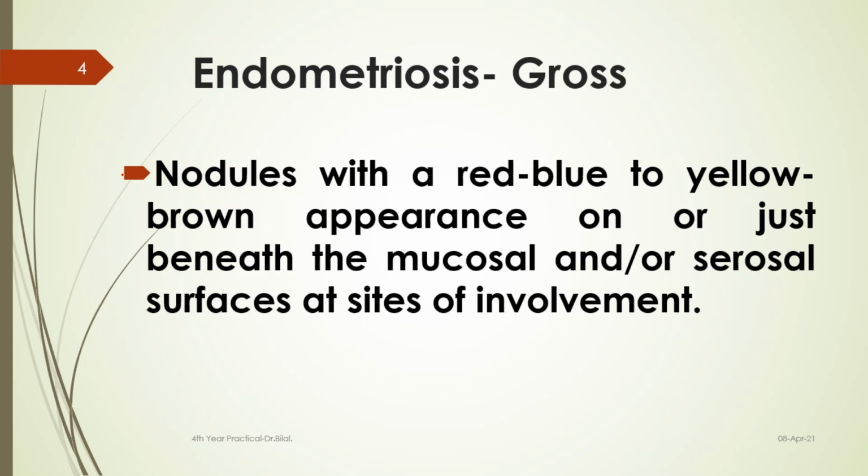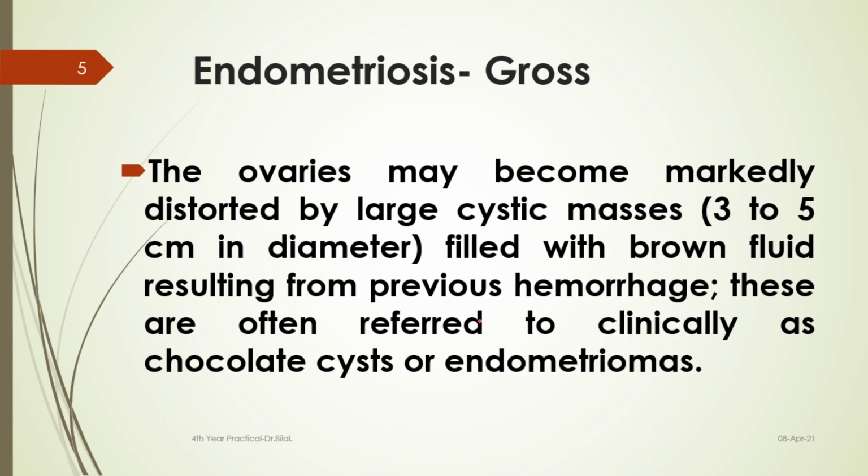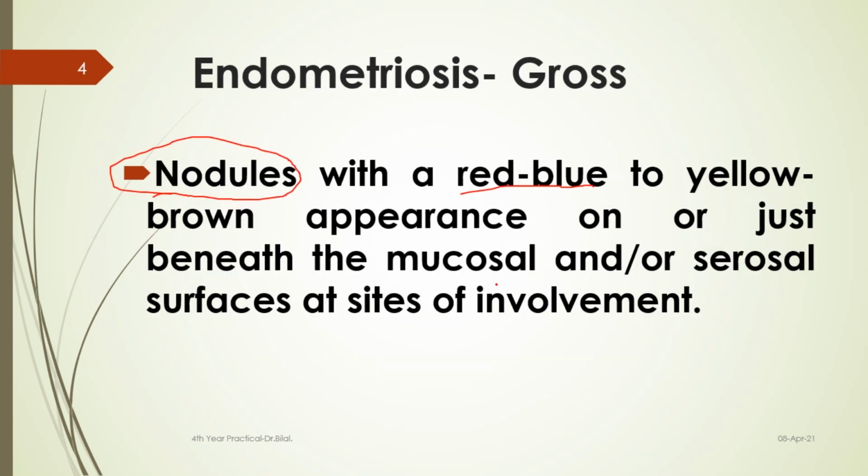Now, upon gross inspection, these can look like nodules. They usually look like nodules with either a red, blue, or a yellow-brown color, and this is because there is hemorrhage in many of them that gives it a clotted blood-like appearance that gives its classical brown appearance. On gross inspection, they can be present just beneath the mucosal or serosal surfaces at whatever site it has involved.